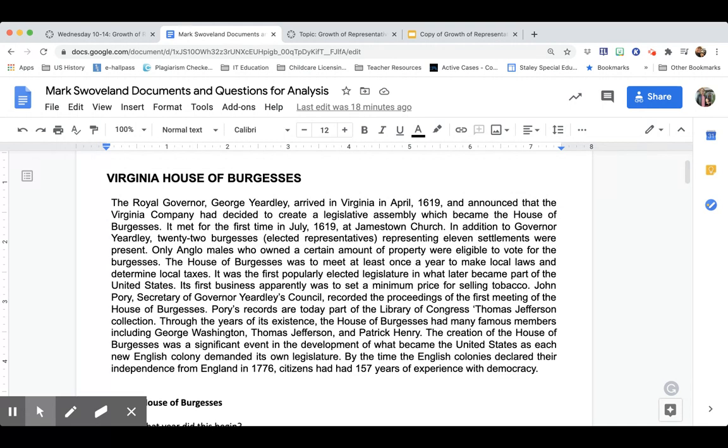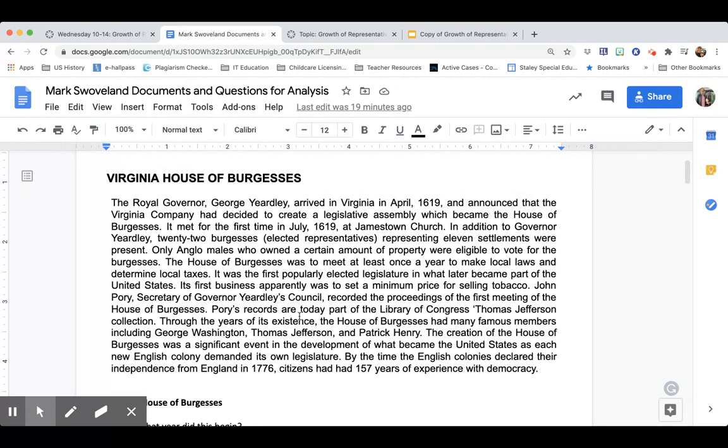Only Anglo males, so that means white men, who owned a certain amount of property were eligible to vote for the burgesses. The House of Burgesses was to meet at least once a year to make local laws and determine local taxes. It was the first popularly elected legislature in what later became part of the United States. Its first business, apparently, was to set a minimum price for selling tobacco. John Pory, Secretary Governor Yeardley's counsel, recorded the proceedings of the first meeting of the House of Burgesses. Pory's records are today part of the Library of Congress, Thomas Jefferson's collection.